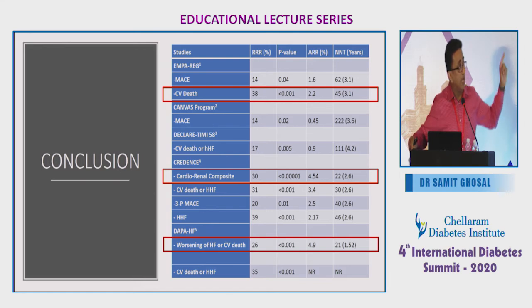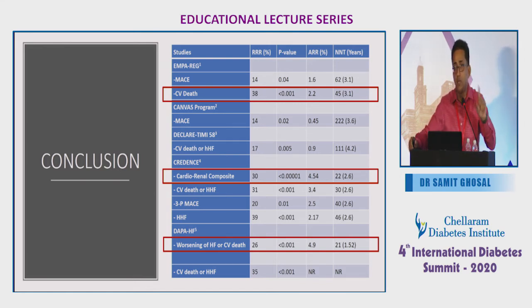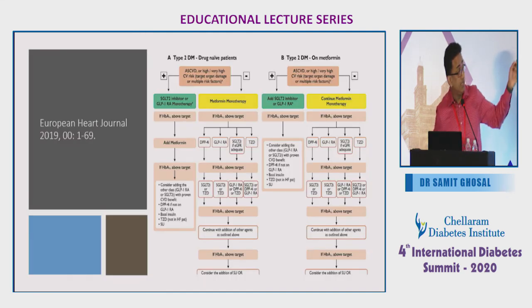So we should always look at two factors. One, what is the absolute risk reduction, based on which, what is the number needed to treat? Two, is there a persuasive p-value, a p-value less than 0.001, which means there's a 0.1% chance that it has happened by chance. If you put all those things together, clinical plus statistical benefit, there are only 3 benefits coming out with SGLT2 inhibitors: cardiovascular death with empagliflozin, the cardiorenal benefits with canagliflozin, and worsening of heart failure or CV death with dapagliflozin. These are the only 3 benefits that we find. And that is reflected in the guidelines.